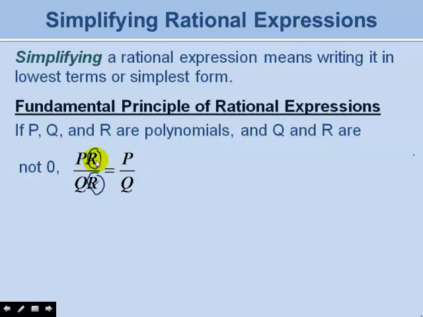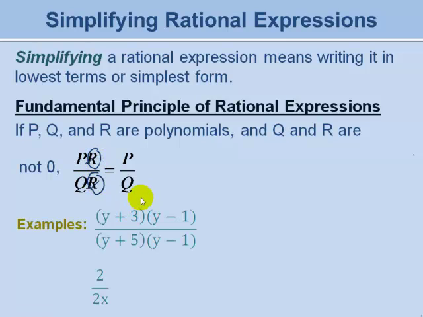So what we're going to be looking for in these is factors that we can cancel. Here are a couple of examples, and notice that here our expression is already factored in both the numerator and the denominator. So what we're looking for is factors that are in common. And notice here we have the y minus 1 factor in both the numerator and the denominator. So all we're saying is that to simplify this, we can cancel those factors because they're in both places, and the simplified form of this expression would be just y plus 3 over y plus 5.